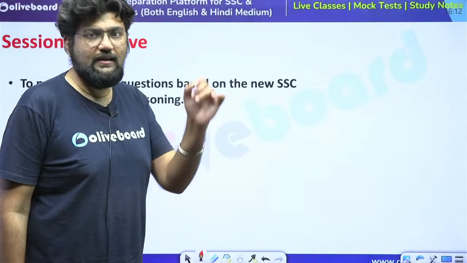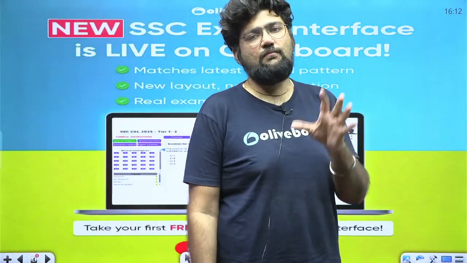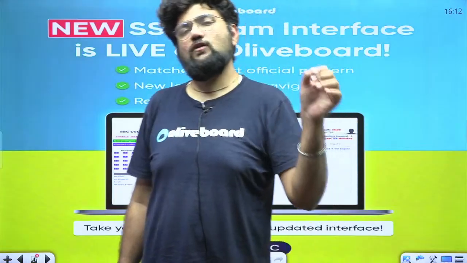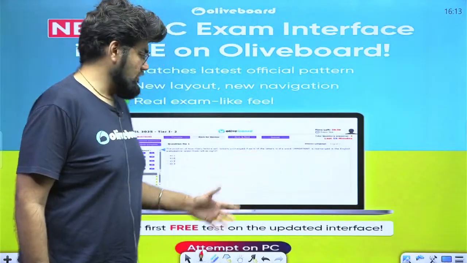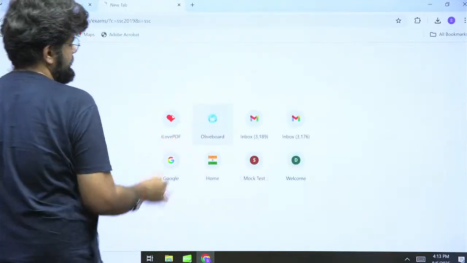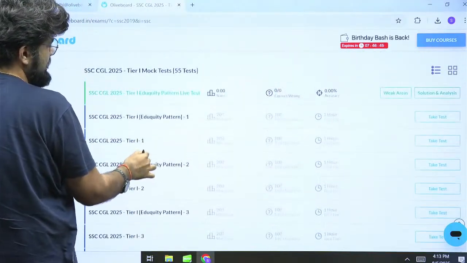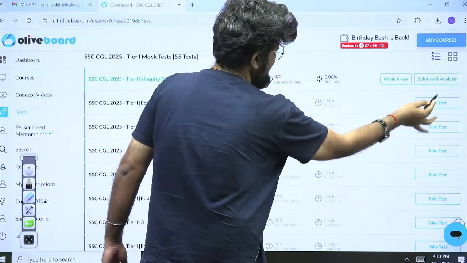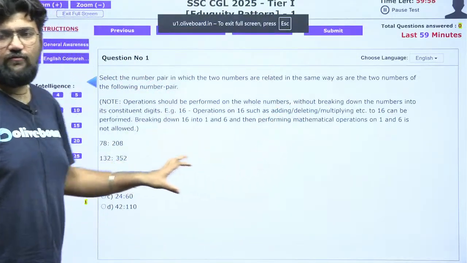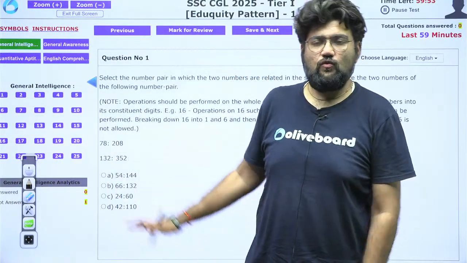Before I begin, crisp information for you: the new pattern, the new interface which has been implemented by SSC, has been brought into force in all Oliveboard mocks right now. I'll just show it quickly to you. If I look at any CGL mock for SSC, take test, click on this, and this is the new complete interface ready for you, exactly as per what is happening right now.